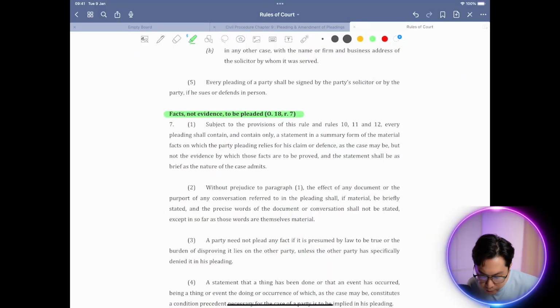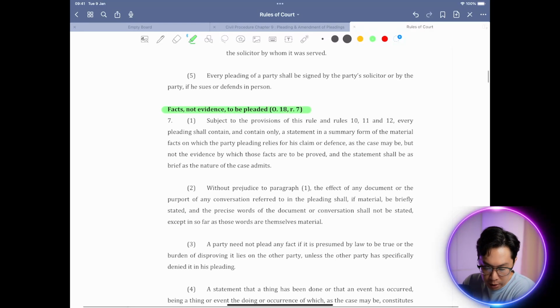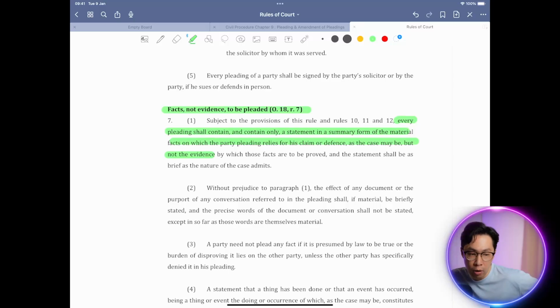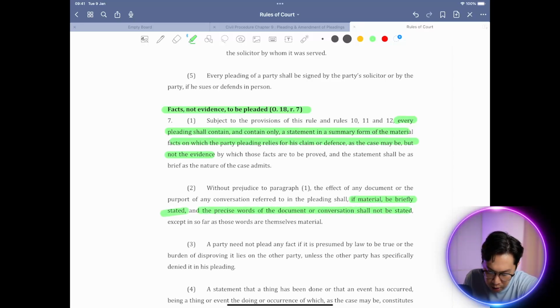All right, let's continue reading. Facts to be pleaded. We'll read first and then go to the notes. It says every pleading shall contain only a statement in summary form of the material facts, but not the evidence. That is why in your statement of claim in contract and tort, we don't plead evidence, we only plead facts. You don't say what the law is. You only say what happened. That's it.